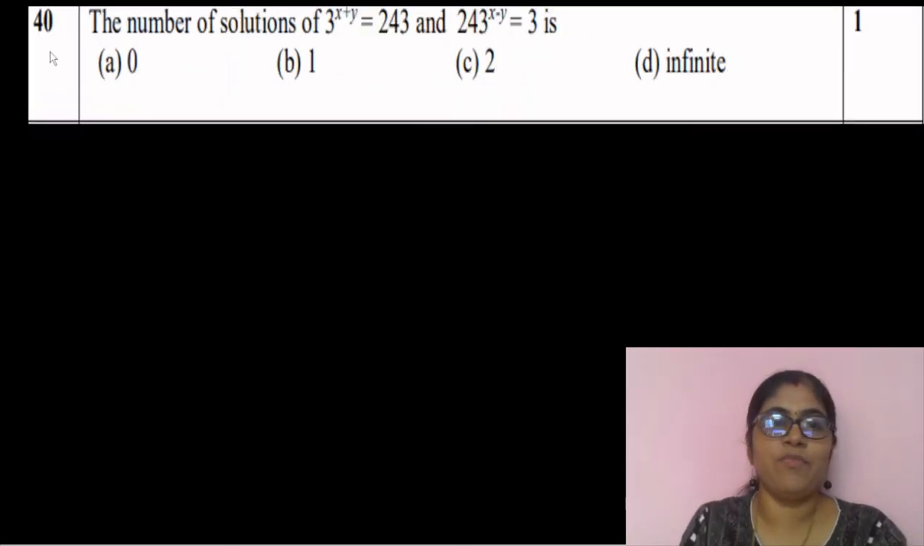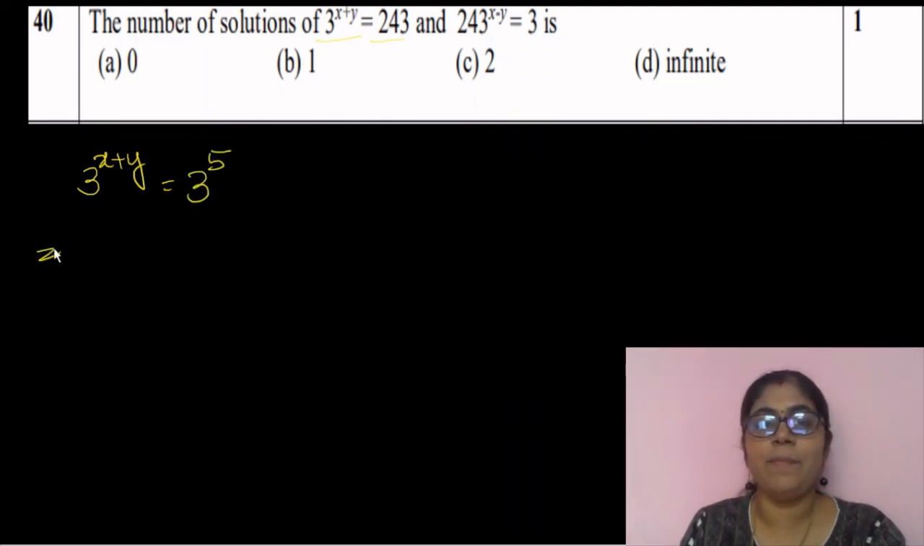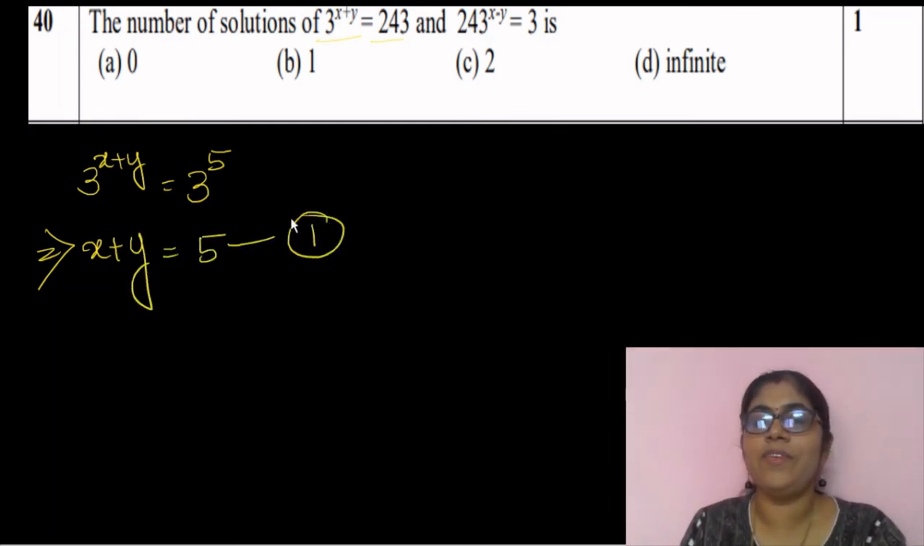Now question number 40. This is the last question of section B. The number of solutions of 3 to the power x plus y is equal to 243, and 243 to the power x minus y equals to 3. So let's solve for the solutions. 3 to the power x plus y equals to 243. That means 3 to the power 5, which implies that x plus y equals to 5. This is our first equation.